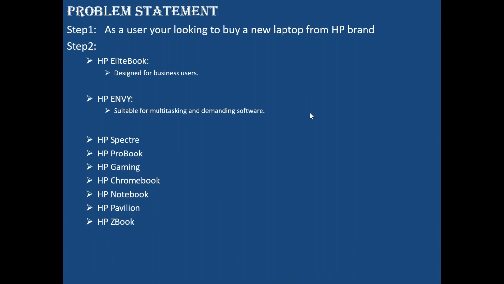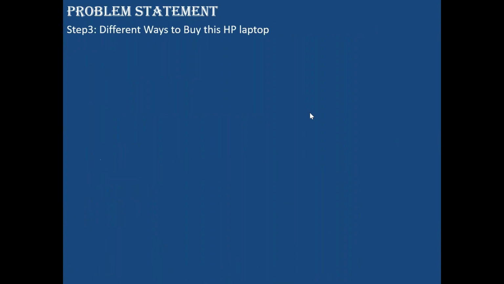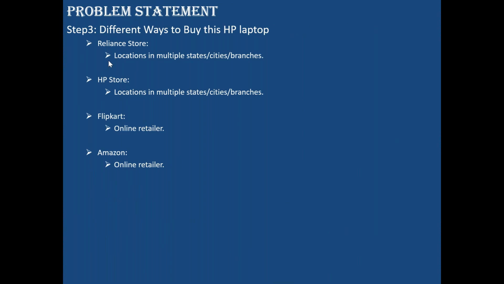Now the user wants to buy a particular laptop. The first thing is, there are different ways to buy this HP laptop. The third step is the user wants to buy a laptop. In the second step you have seen there are different categories of laptops. The third step is you have different ways to buy this particular laptop. Now, what are the different ways, team? You can go to the Reliance store, HP store, Flipkart store, Amazon store, or do direct online shopping and buy it. So you have different ways to buy these HP laptops.